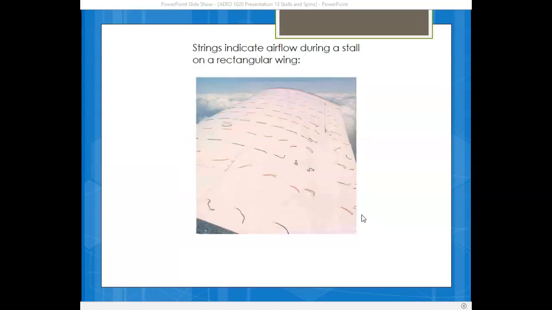You can actually see wing washout at work in this picture. Small pieces of yarn have been attached to the wing from the wing root to the wing tip. And the wing is at a high angle of attack, and you can actually see that the air is getting turbulent at the wing root, but not so much at the wing tip.